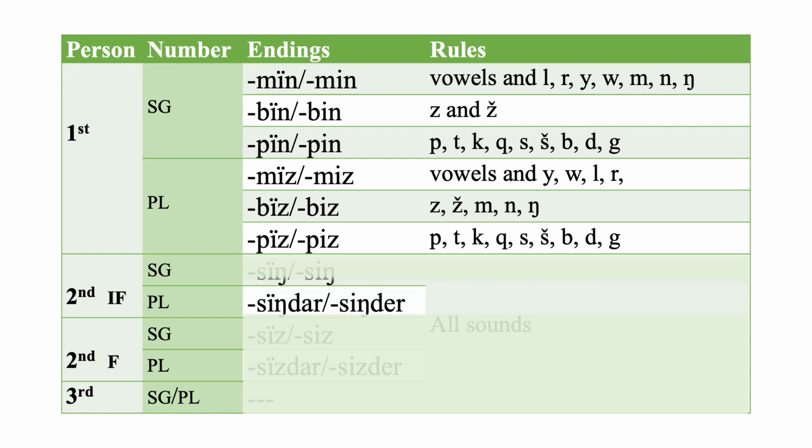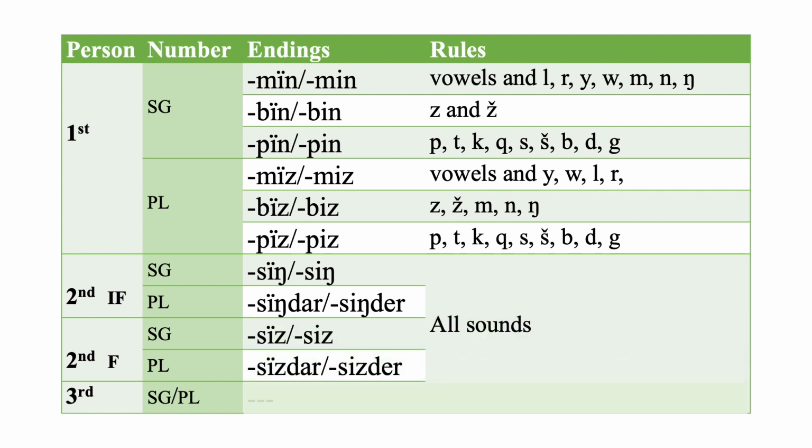The second person endings are relatively easy. Informal singular endings are sing or sing. The plural endings are singdar or singdir. The formal singular endings are siz or siz. The plural endings are sizdar or sizdir. They are used after all stem endings.